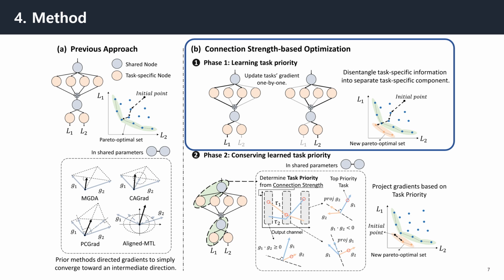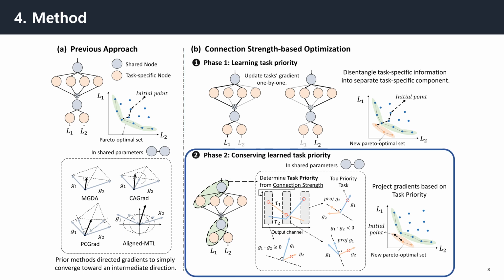Phase 1 of our method involves allowing the network to divide shared parameters into subsets based on task priority and update each task-specific connection sequentially. During this process, task priorities are learned by updating each task's loss in turn. Recognizing task priority effectively enables the network to separate and handle task-specific information more efficiently.